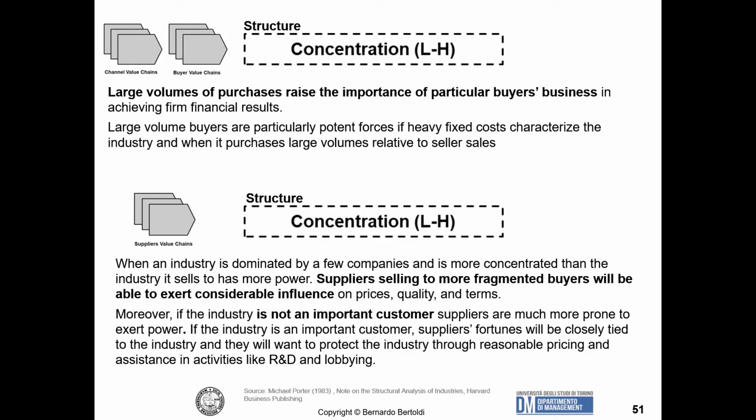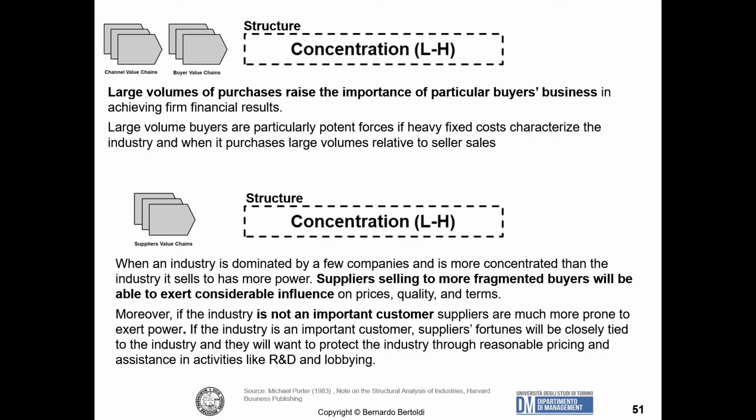If we look on the left of our value system, we have suppliers. And here again, if there are very few suppliers supplying something that is very important for us, then those few suppliers will have a lot of power. If we have a lot of suppliers, then their power will decrease.